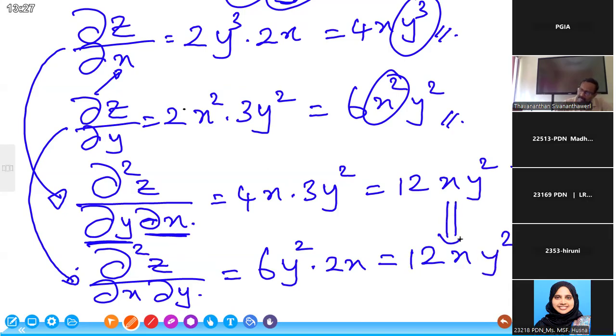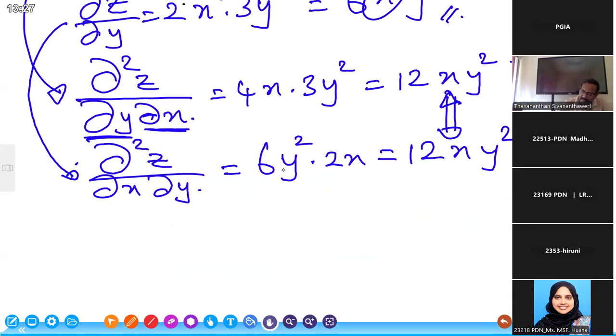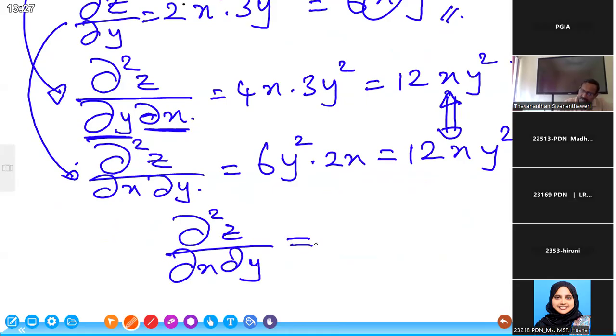You see there's a similarity. Here we have only 2 independent variables. Whether you do the first variable differentiation first and the second variable later, or vice versa, ultimately you will end up with the same answer. So we could say ∂²z/∂x∂y is equal to ∂²z/∂y∂x.